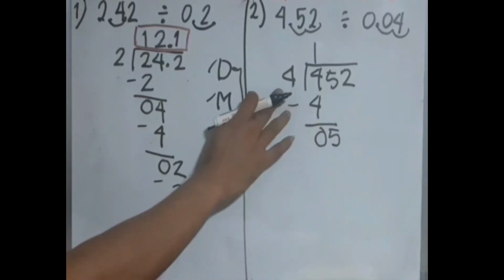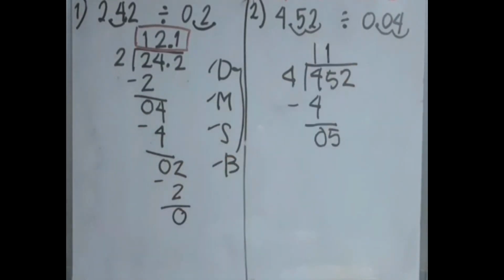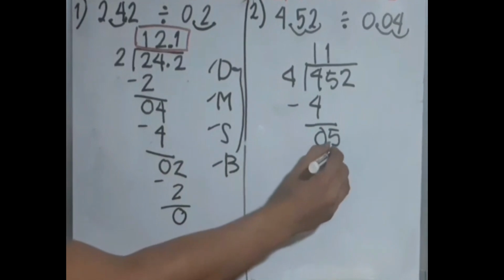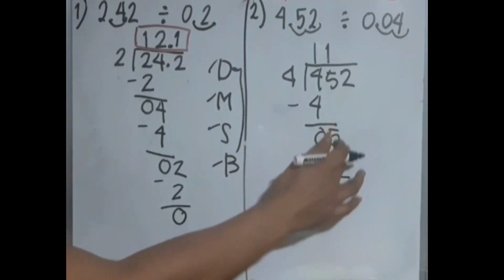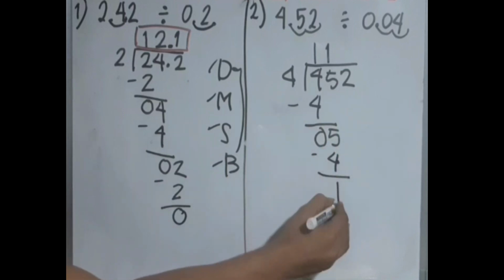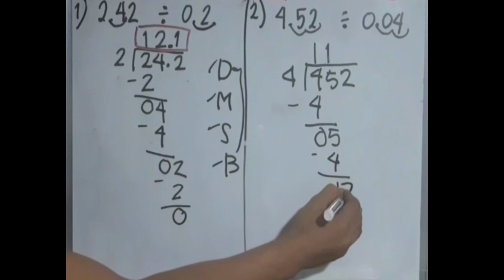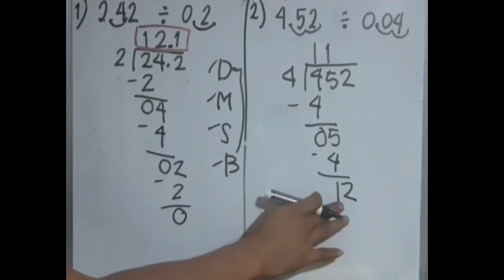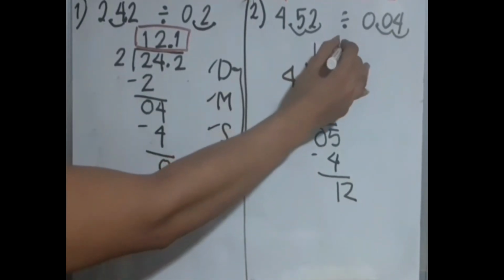5 divided by 4 is equal to 1. Write your answer above digit 5. Then, multiply. 1 times 4 is equal to 4. Then, subtract. 5 minus 4 is equal to 1. Then, bring down. Bring down the digit 2. Then, go back to the first step, which is divide. 12 divided by 4 is equal to 3.